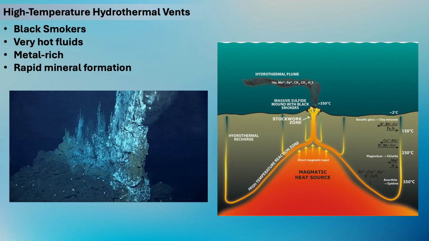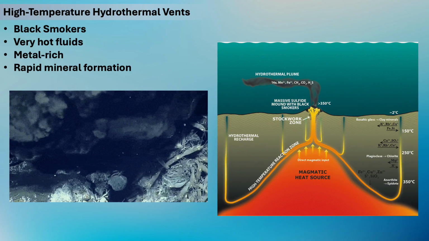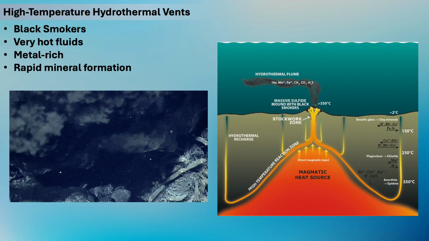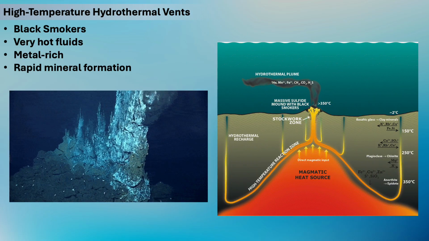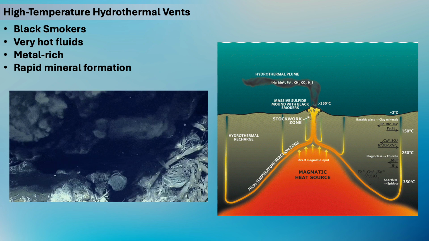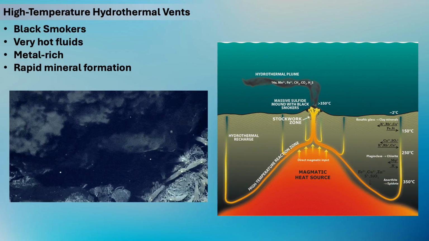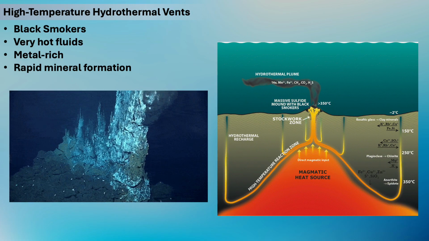As the fluid heats up, it reacts chemically with the surrounding basaltic rock. Metals such as iron, copper, and zinc are leached out of the crust and carried upward in solution. The fluid also becomes acidic and chemically reduced.